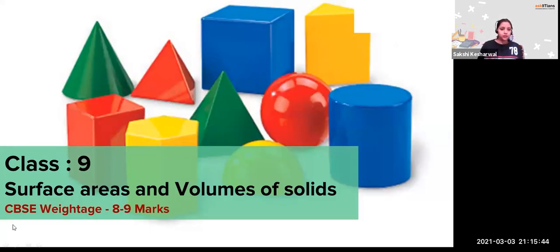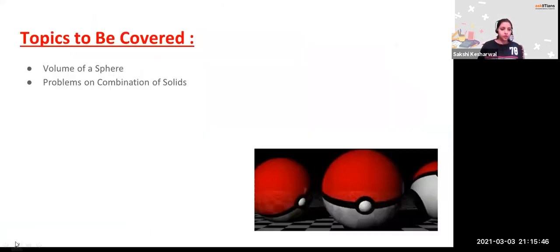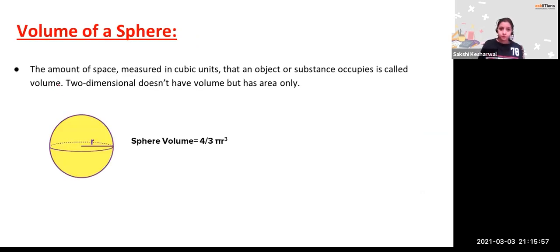Here we'll be learning about these topics: the volume of the sphere and problems on combinations of solids. We see so many combinations of solids. Volume is the amount of space contained in an object, and it is measured in cubic meters, cubic units, or centimeter cube, whatever you want to say.